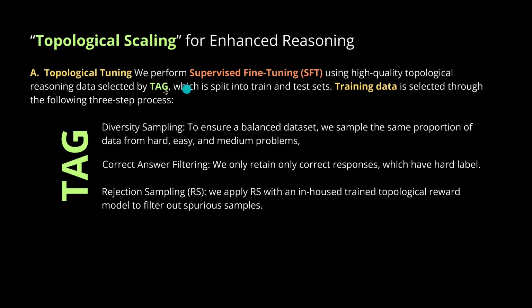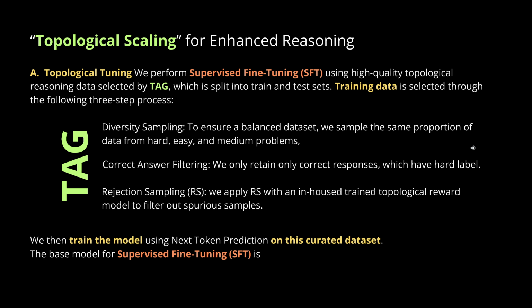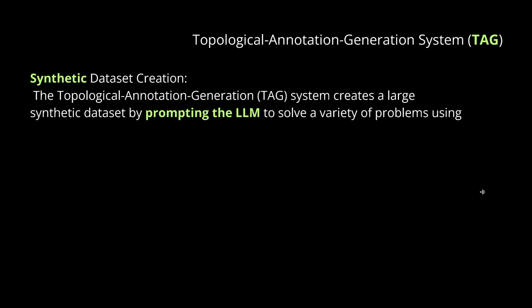And the training data is selected through a simple 3-step process. We make sure we have some diversity sampling, we have the correct answer filtering, and we have some rejection sampling that we know from the classical SFT. And then we have our training data set, and then we train the model using the next token prediction on this curated TAG data set. And Carnegie Mellon, I don't know why, decided to go for a Qwen2 Vision Language 7B Instruct. Maybe not the best model, maybe not the most up-to-date model, but hey, CMU decided this is it.